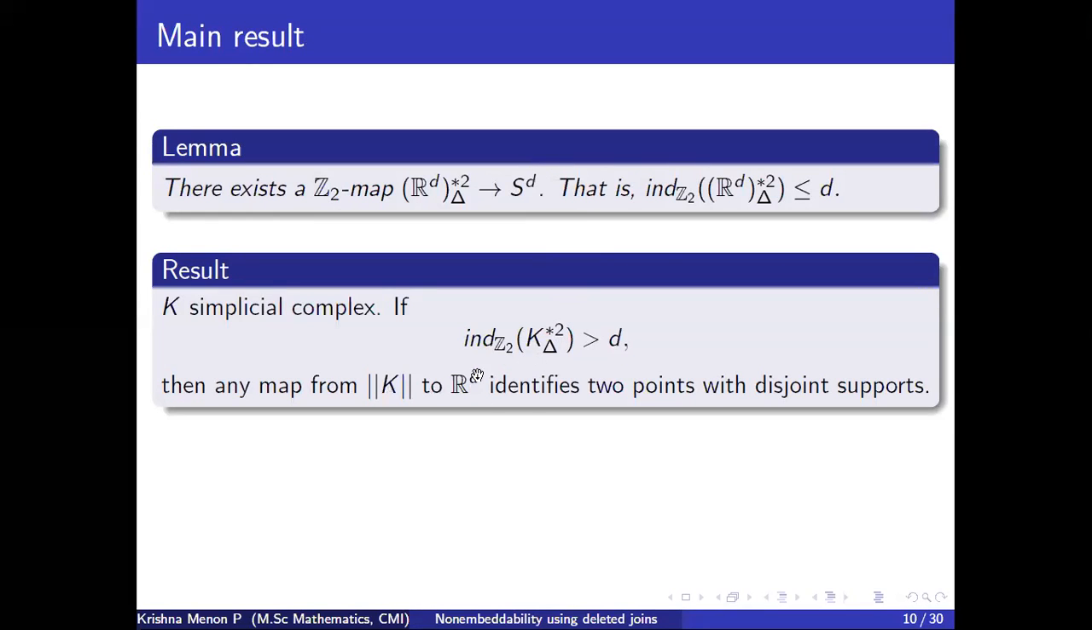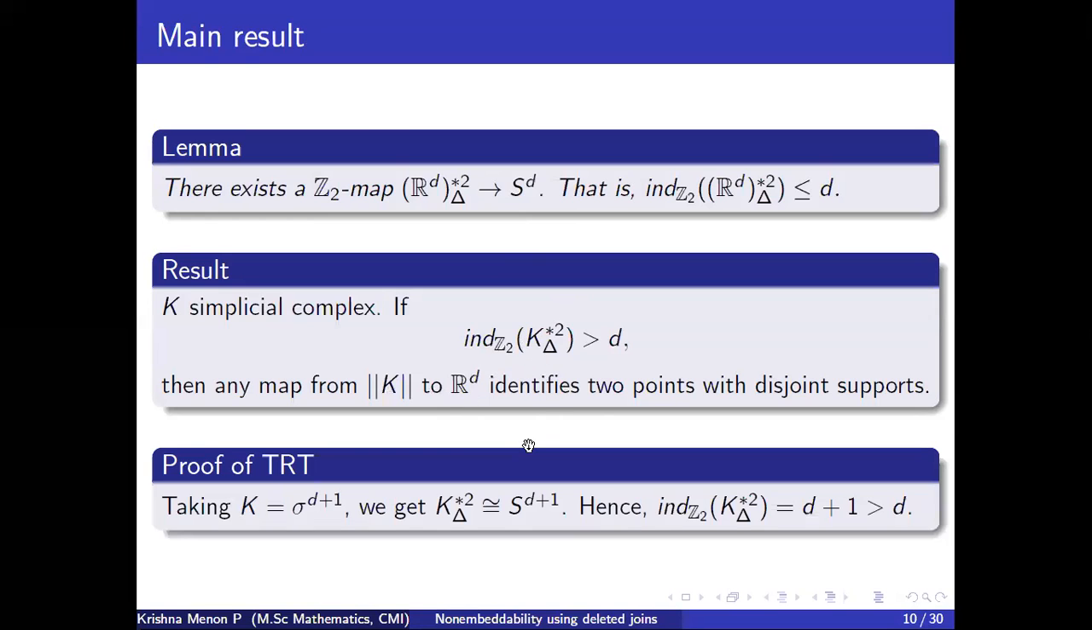But before that, we can get the proof of the topological Radon theorem from this result directly. For the topological Radon theorem, what we were interested in was sigma^(d+1), right? So taking K to be sigma^(d+1), by the property of deleted joins, we know that its deleted join will be S^(d+1), whose index is d+1, which is greater than d. Then applying this result, we get a proof for the topological Radon theorem. So now it remains to prove this lemma, which I'll do now.